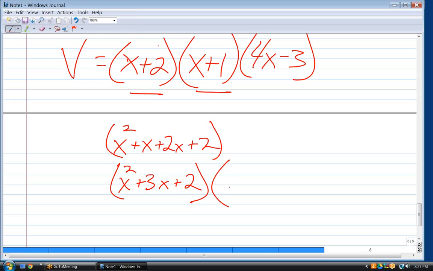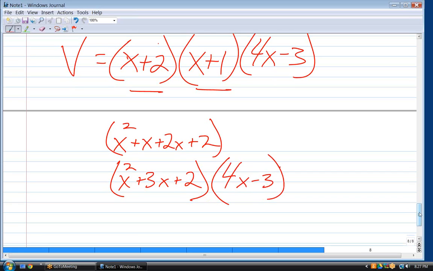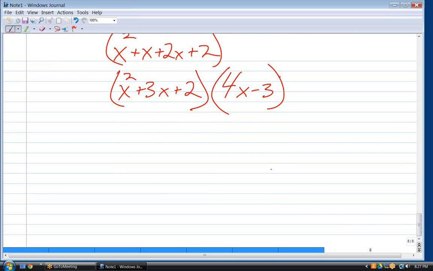Okay, and we're multiplying that by 4x minus 3. Now this is probably what you haven't done a whole lot of, is multiply trinomials. This is a trinomial. There's 3 terms, multiplied by a binomial. This is where FOIL would not work, but ET does.